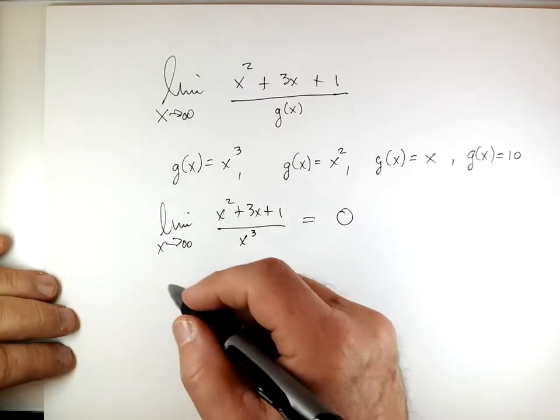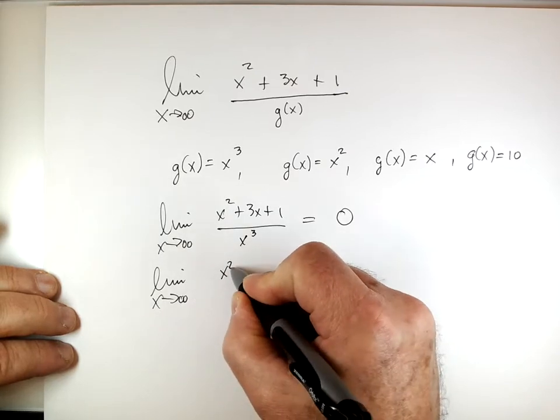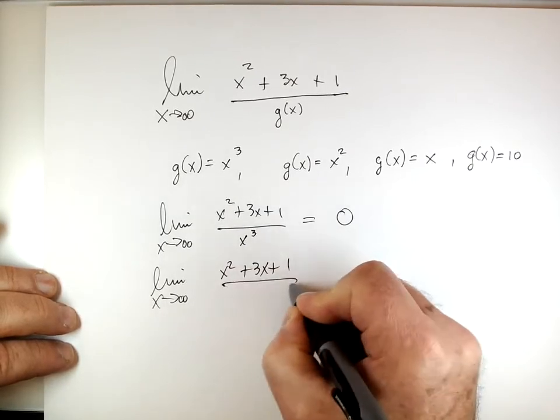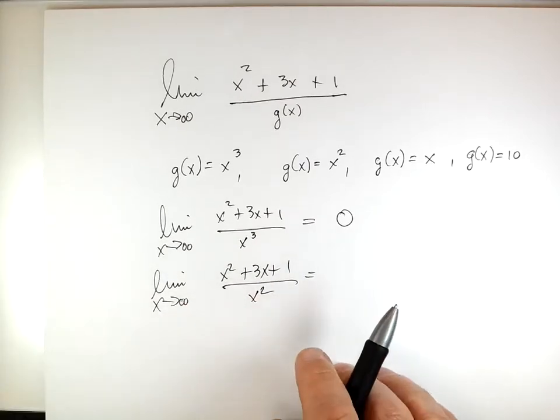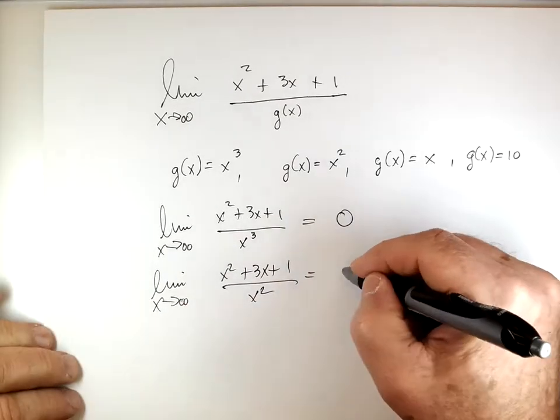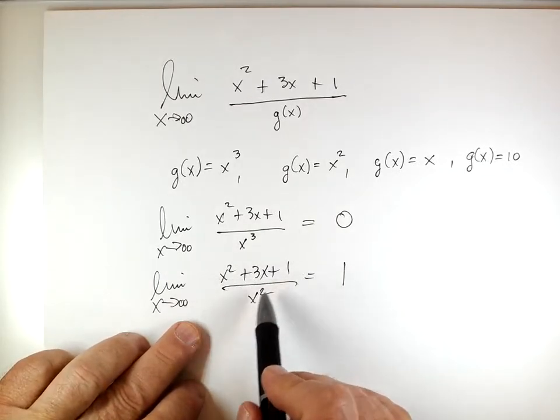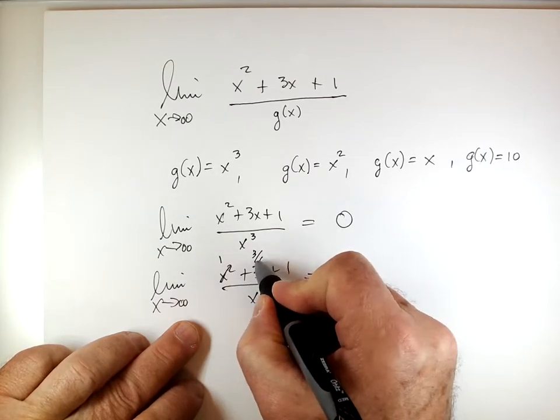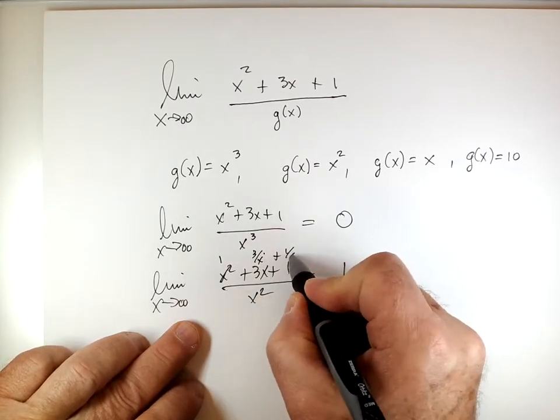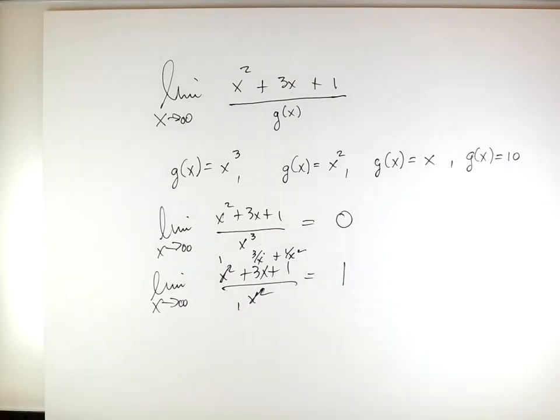Okay. Now, x goes to infinity of x squared plus 3x plus 1 over x squared. Same degree. The ratio of the leading coefficients is equal to 1. Why again? Because if you divide everything by x squared, in the numerator and in the denominator, you're going to get a 1, a 3 over x, a 1 over x squared, and a 1 again. Oh, okay, that's what I did wrong.